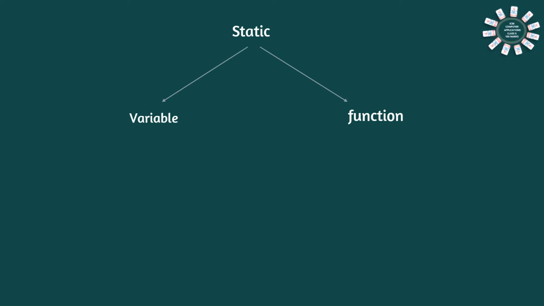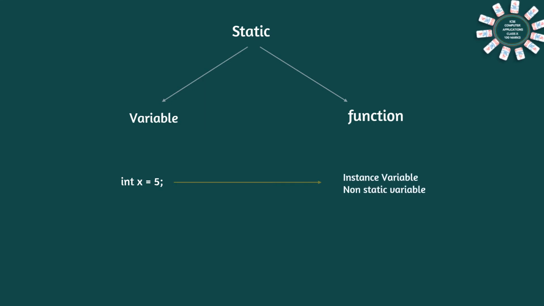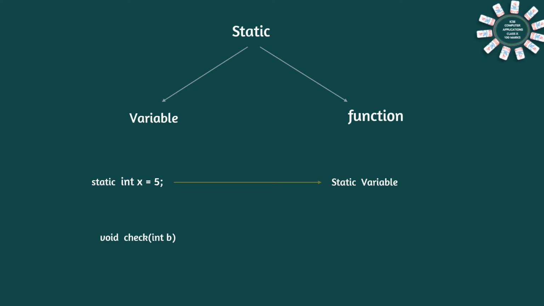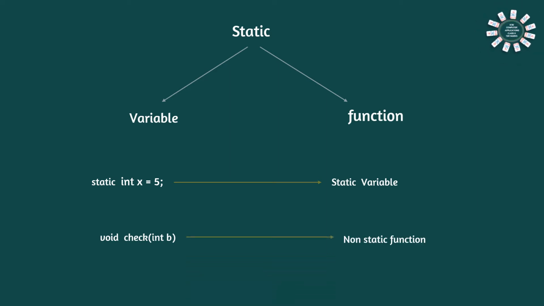So now, how to create a static variable? If we declare a variable like int x = 5, this is a non-static variable, otherwise we can say instance variable. And for creating the static variable, type the word static before the data type. That means static int x = 5. This will make the variable x a static variable, otherwise we can also call this a class variable. And now the function void check(int b) is a non-static function, and if you write the keyword static before the function name, this will become a static function.